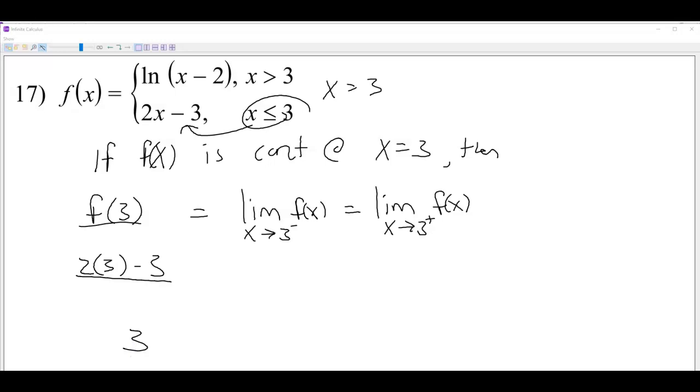Next one, I want to approach 3 from the left. That's where x is less than 3, so that's this guy. I know it's on the bottom this time, but that is this guy down here. So we're using that same piece, and we're plugging in the same value, and so we get the same answer. So far those things are looking equal. That's good.